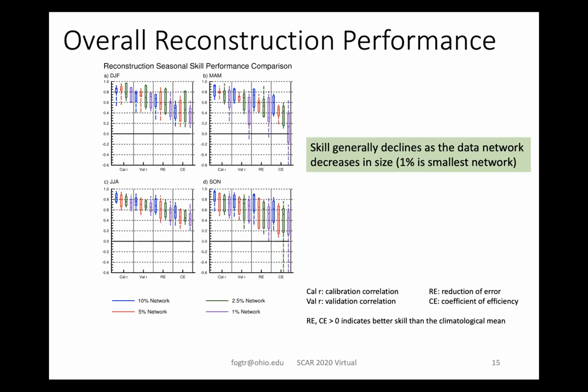And so one way that we can break it down is looking at our data networks. So there are 4 different networks here represented by colors. The 10% is the largest network across all of those predictors, and the 1% would be the most highly correlated stations at the significance level of 1%, and so it's a very small network in comparison. And what we see generally is that as the data network size decreases, the reconstruction skill also decreases. So the more data you give it, the more stable those relationships are across the different values, the data points, and the better the reconstructions are.